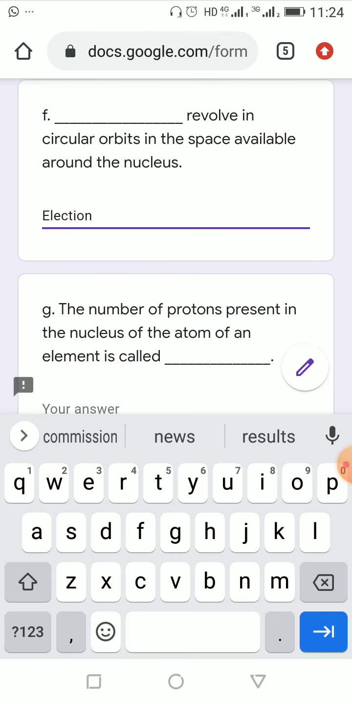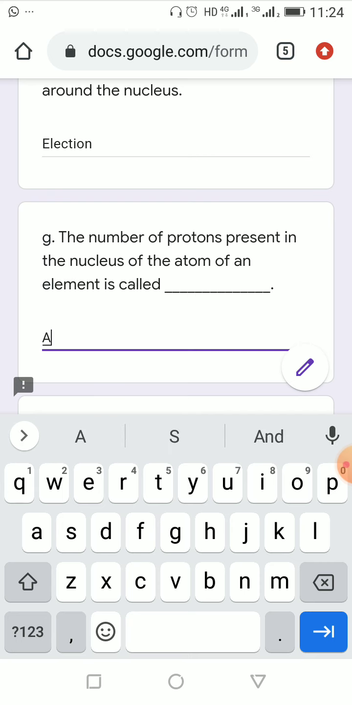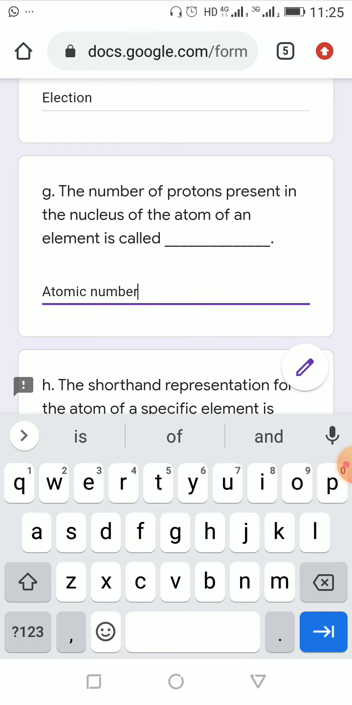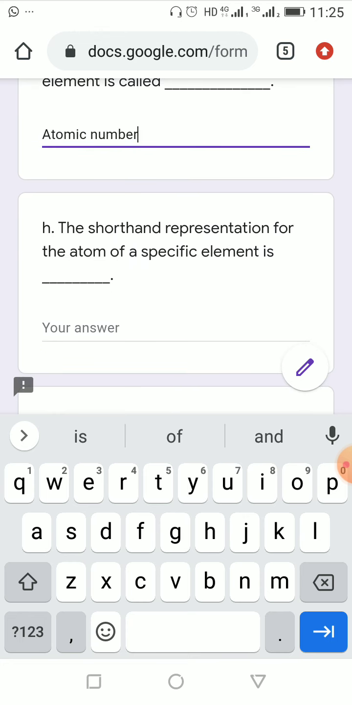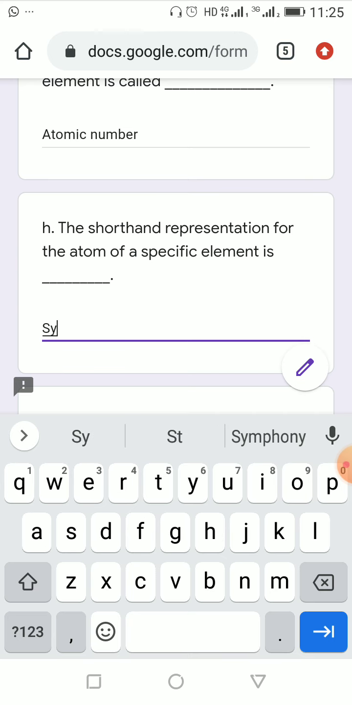Next, the number of protons present in the nucleus of an atom of an element is called its atomic number. Atomic number is the number of protons present in the nucleus of the atom of an element. The shorthand representation for the atom of a specific element, this will be symbol. Symbol is the shorthand representation for the atom of a specific element.